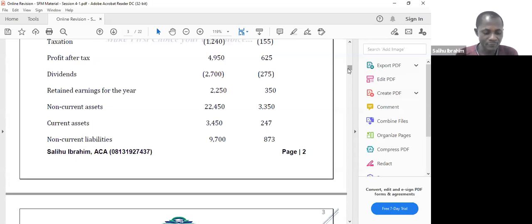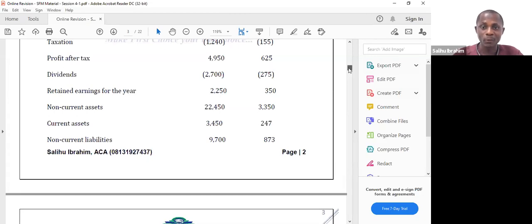4,950 divided by 11,000 is 0.45. Oh, 0.55 is the earnings per share, not the price earnings ratio. So what is the market price? Current market price divided by 0.45. So the figure we got before, 0.45, is what? It is the price earnings ratio.